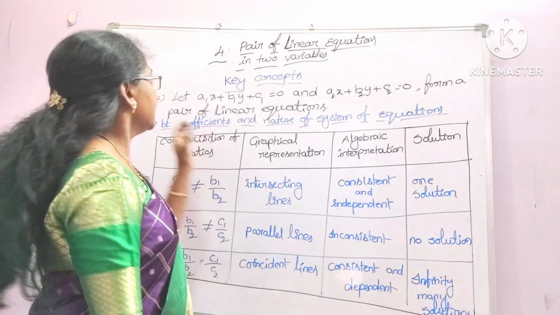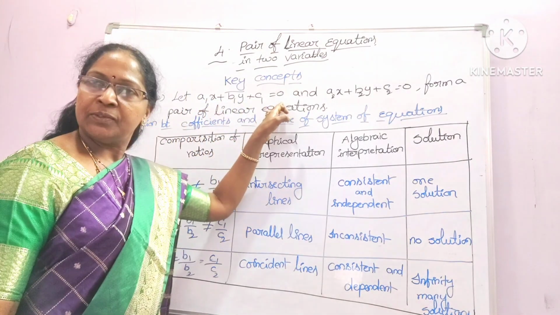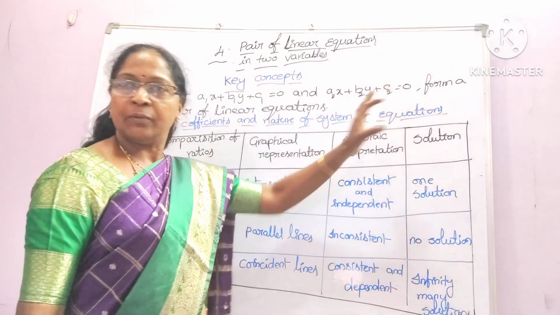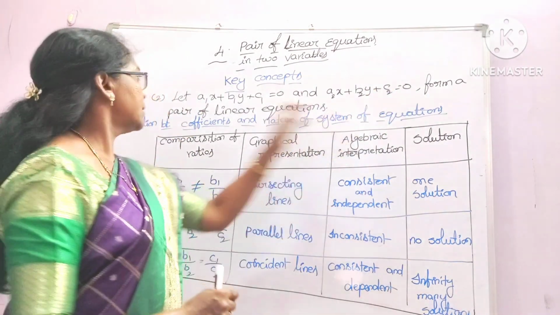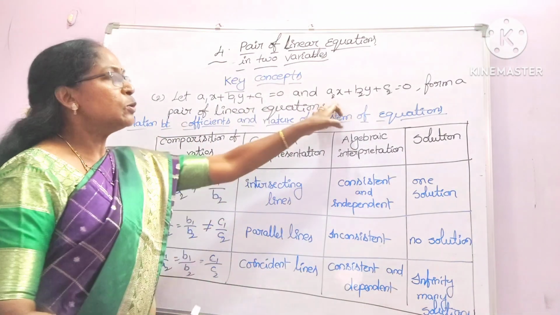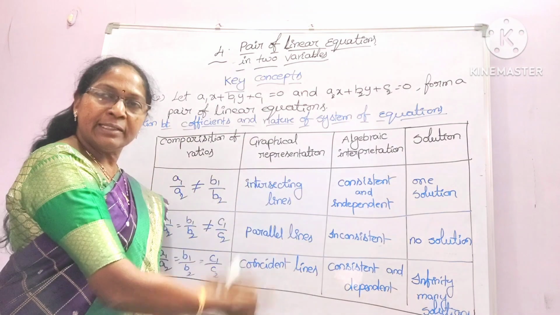And next one is here. Let a1x plus b1y plus c1 equal to 0 and a2x plus b2y plus c2 equal to 0. These two are two linear equations that form a pair of linear equations. Now here, use those two equations. You just have to find out the nature of these equations.